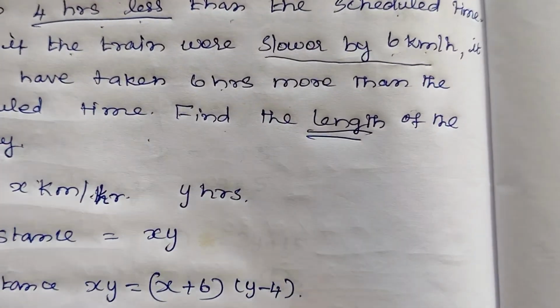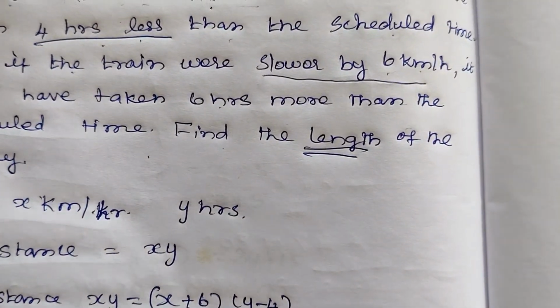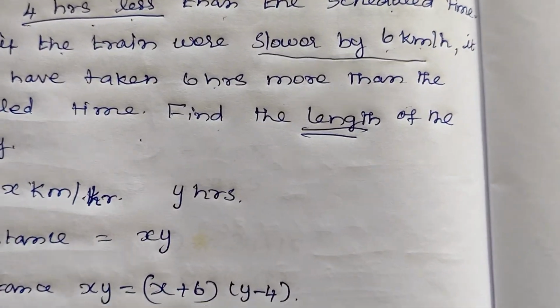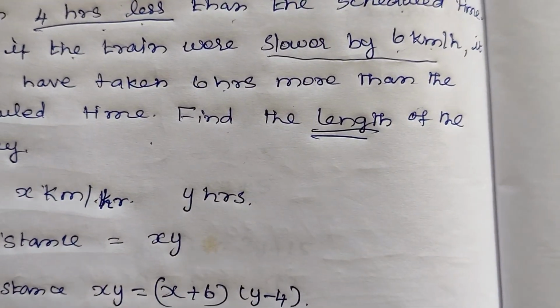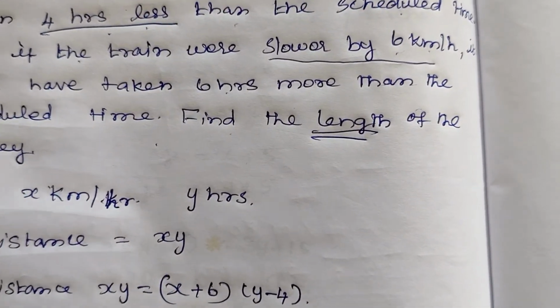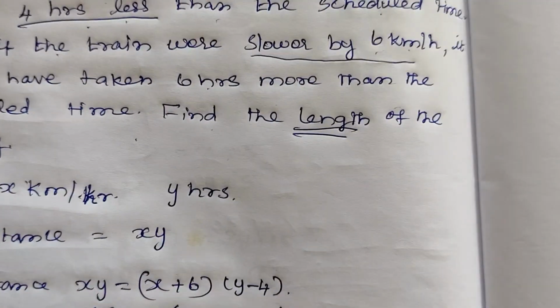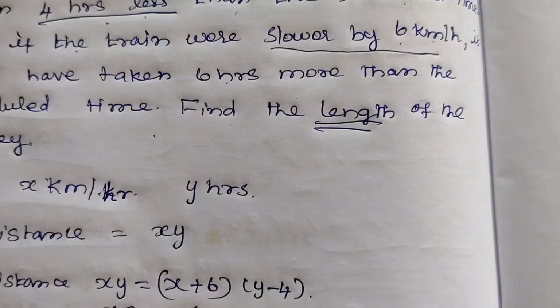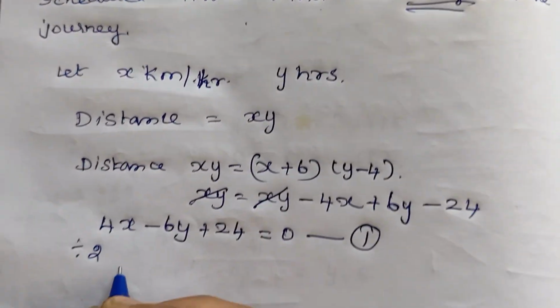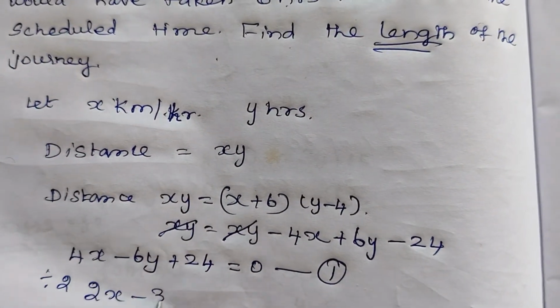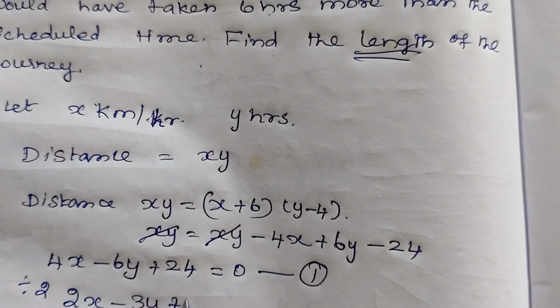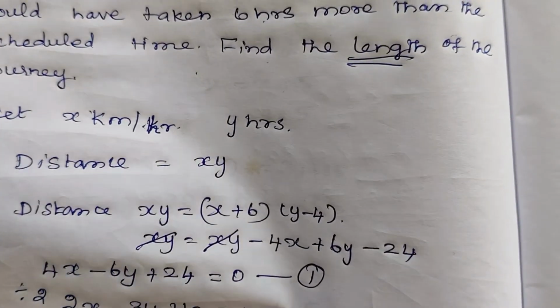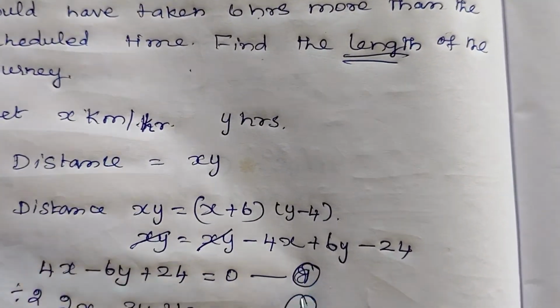Here also xy is there, therefore xy gets cancelled. So the answer is 4x minus 6y plus 24 equal to 0. Here we can divide by 2 also. So what you get is 2x minus 3y plus 12 equal to 0. This is the first equation.